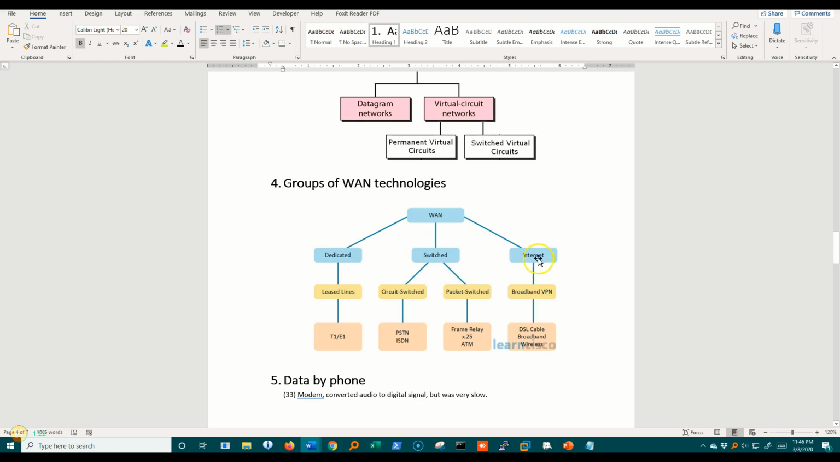So these are the basic three ways that we can cross the world or a large area. Actually, dedicated didn't go that far, but switched systems were the early systems, and then the internet is what we use today. And these are basically in order: dedicated links, and then switch systems, and then finally the internet systems.